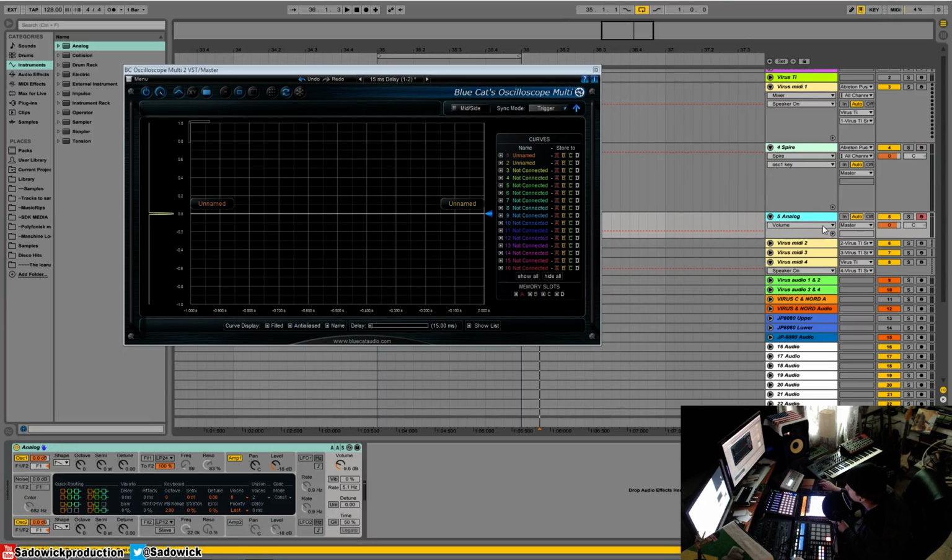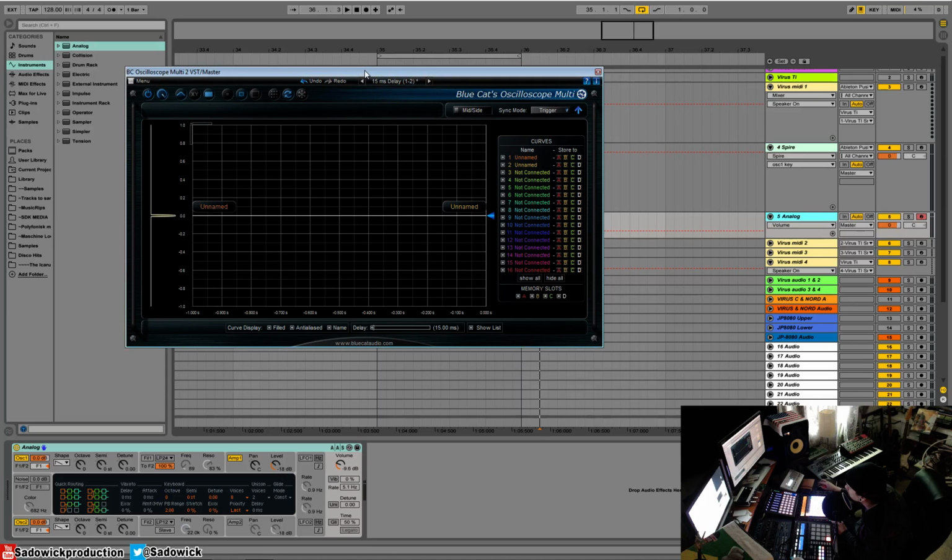So I'm going to use Analog. I have everything running into the same oscilloscope. I also have a Virus TI Snow and a Virus C, but we're not going to be using those. And I have Spire.